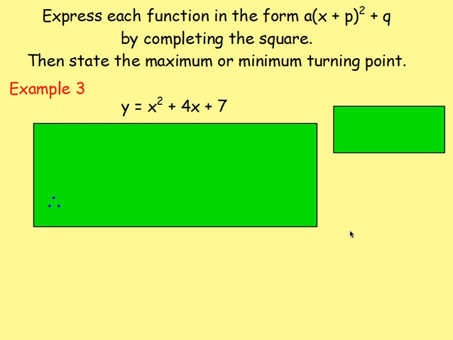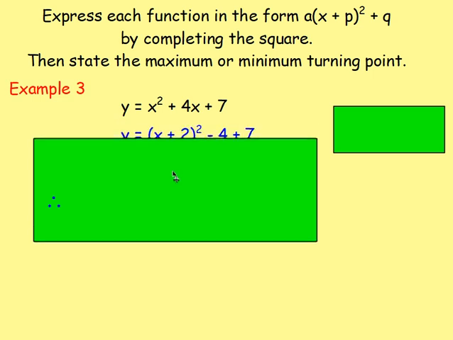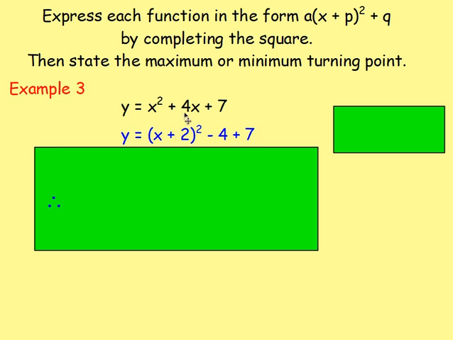Example number 3, again write it in this form by completing the square, state the maximum or minimum turning point. So with this one, again, you want to start off the exact same way. You're wanting to half the coefficient of x. So doing that, we've got a 4, so that becomes 2, so we've got x plus 2 all squared. The correction number this time, square the 2, you get 4, you're always taking that away, so that's where the negative 4 comes on.